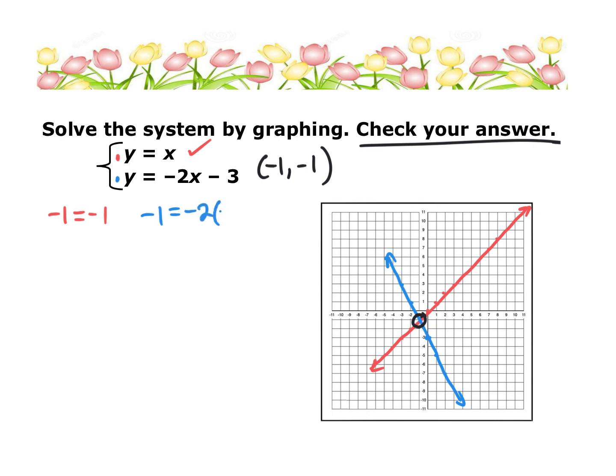Equals -2 times -1 minus 3. So -2 times -1 is +2, and then minus 3. We get that -1 is equal to -1. So we know it worked. Therefore, we chose an ordered pair that worked for both of our equations. So we know this answer is true. So this is a solution, (-1, -1).